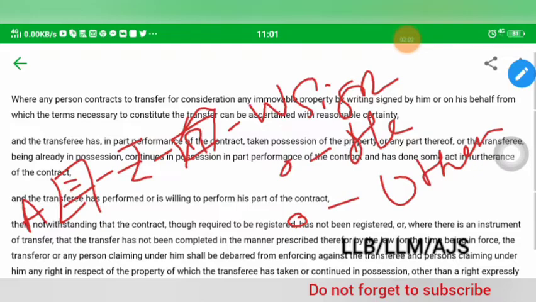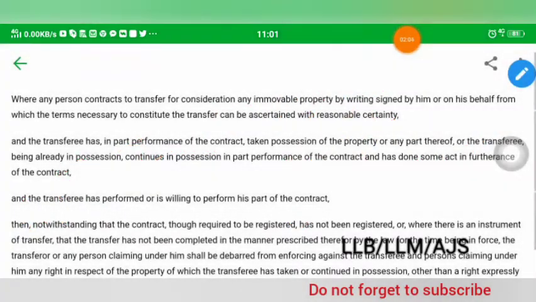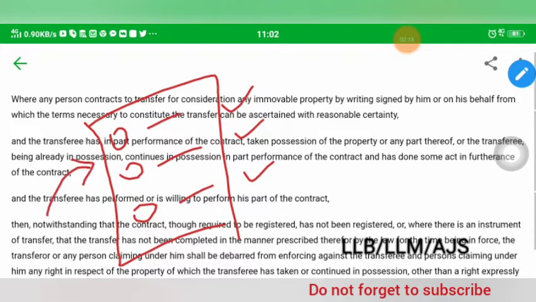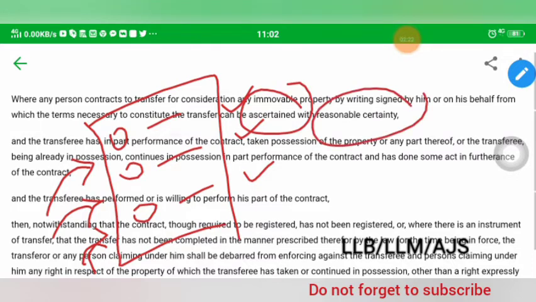reasonable certainty. So this is the paper of contract. Number 1, number 2, number 3, these are called certain terms, and these terms are very necessary to include in this contract, which are necessary to constitute the transfer, so that the transfer can be ascertained with reasonable certainty. Very clear and precise terms are set in these contracts.